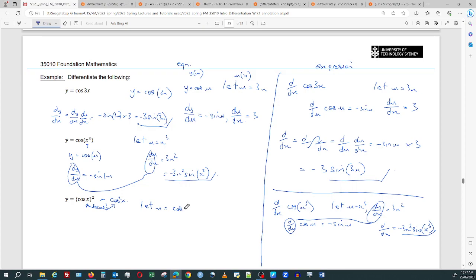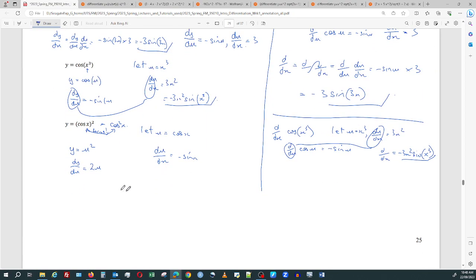Okay, so in this case here, we would let u equal cos x. So y would be equal to u squared. Be careful there. Okay, so dy/du and du/dx. That'll be 2u. Calculus is done in no time flat. And we've also learned that this is minus sine x.